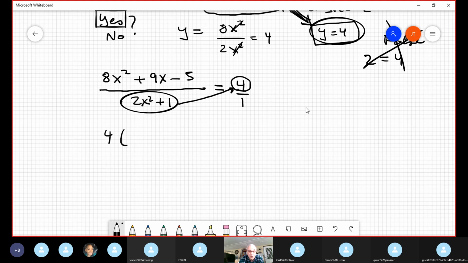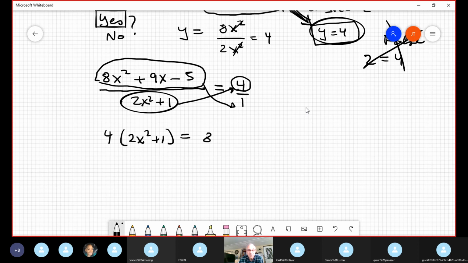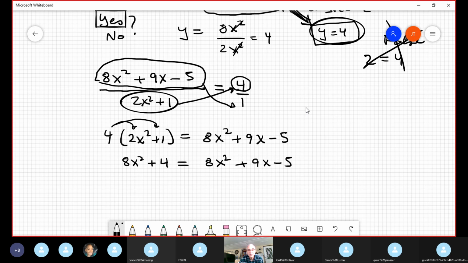Gives 4 times 2x squared plus 1. And you multiply this times 1. And 1 is an invisible multiplier, so it is exactly 8x squared plus 9x minus 5. Okay, now you remove the parentheses, apply the distributive property. 8x squared plus 4 equals 8x squared plus 9x minus 5. Well, it is obvious that this cancels, yes or no?